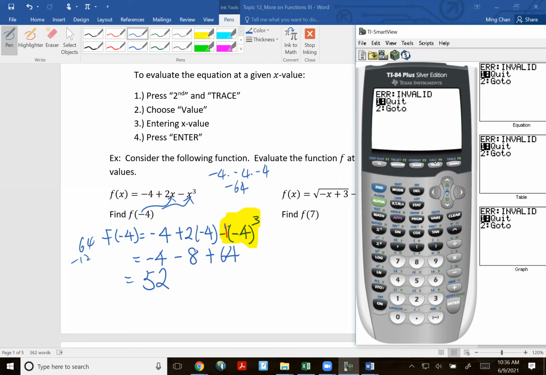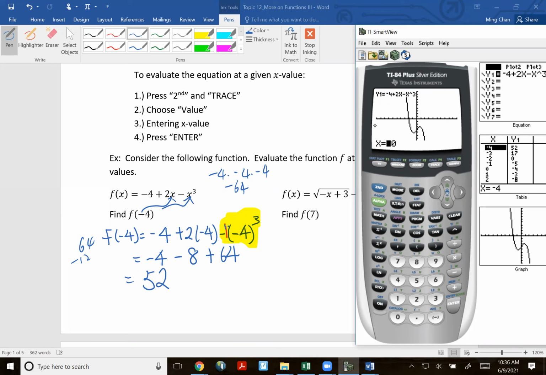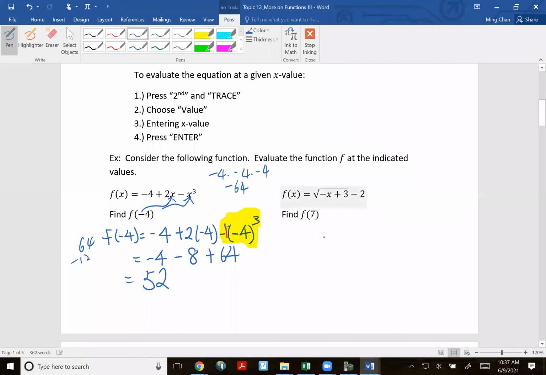So remember, your window is from negative 10 to 10. So you can only input from negative 10 to 10. Otherwise, you will need to expand your window in order for the calculator to find the answers. All right, so I just want to show y'all that real quick. I'm going to do this one by hand first.